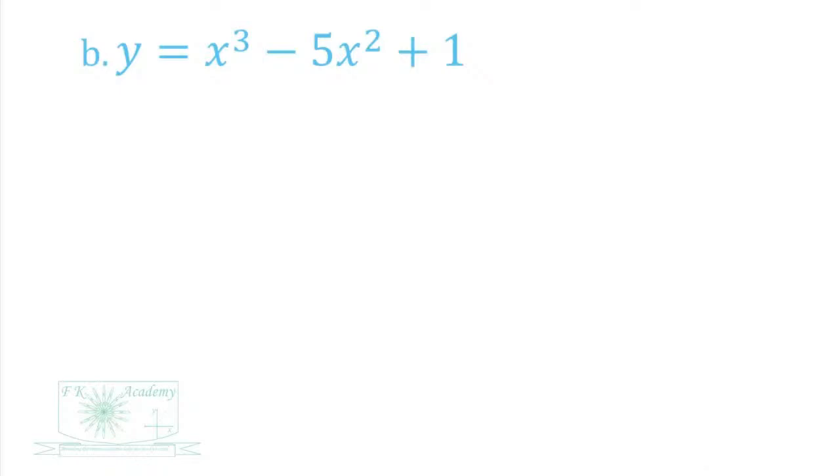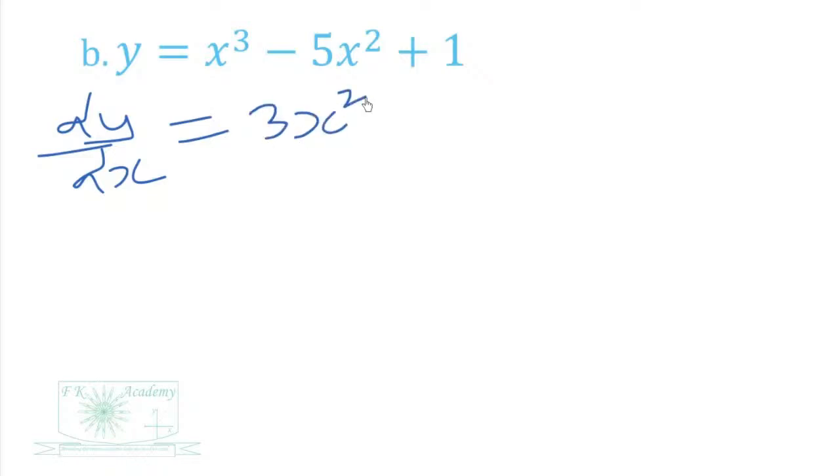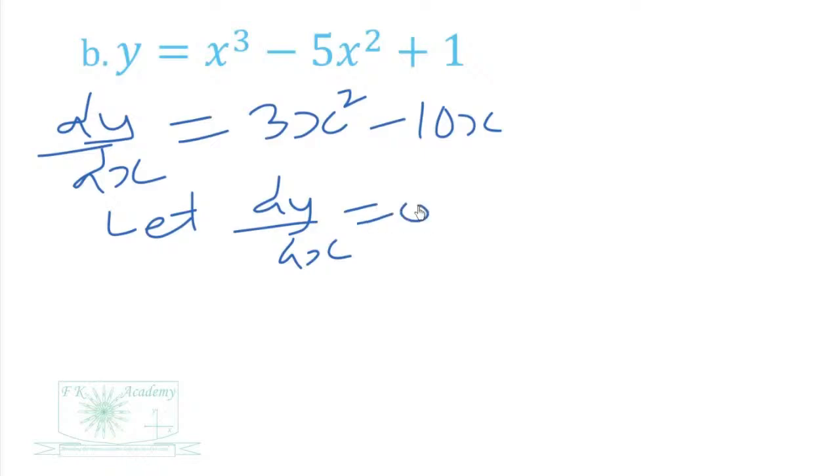So we find dy/dx. dy/dx will be equal to, when we differentiate x cubed using the power rule, we get 3x squared minus 10x. So at the stationary point, dy/dx equals 0. So let dy/dx equal 0. This implies that 3x squared minus 10x is equal to 0.